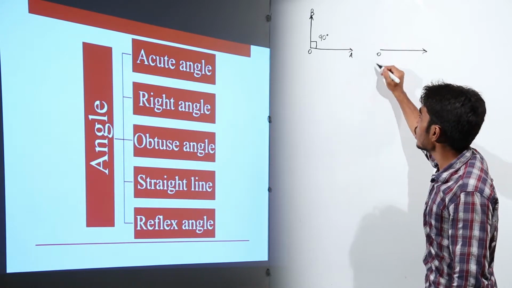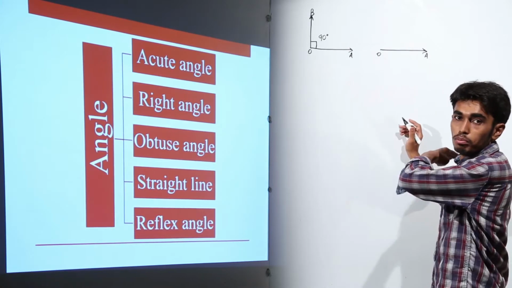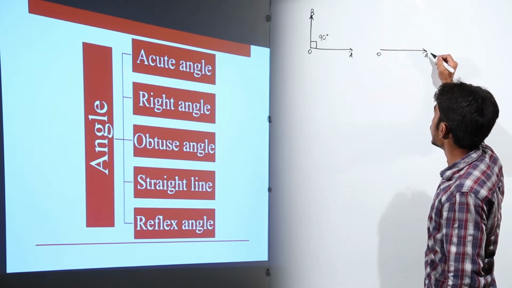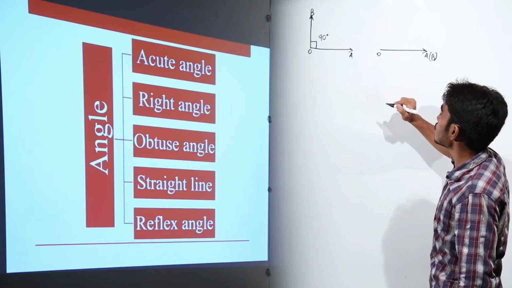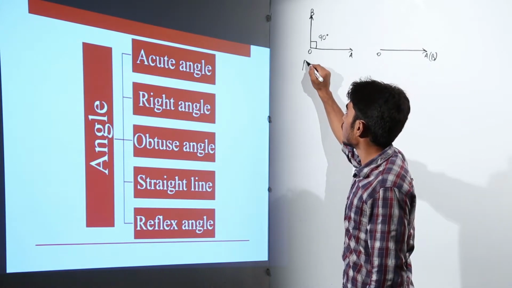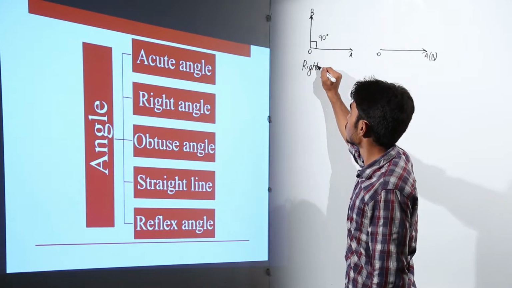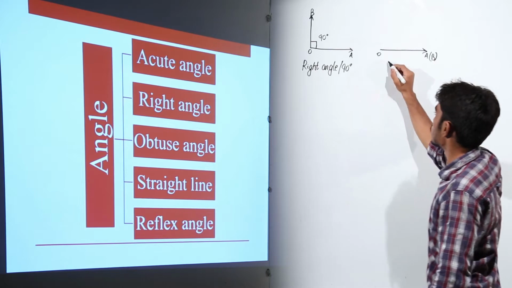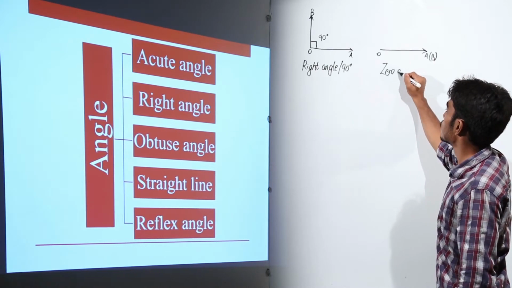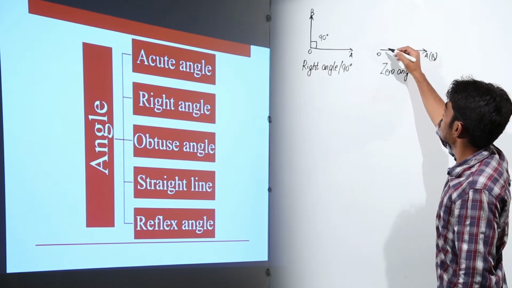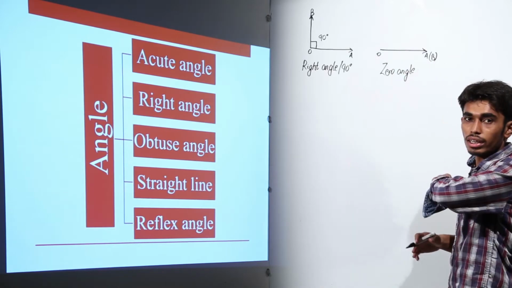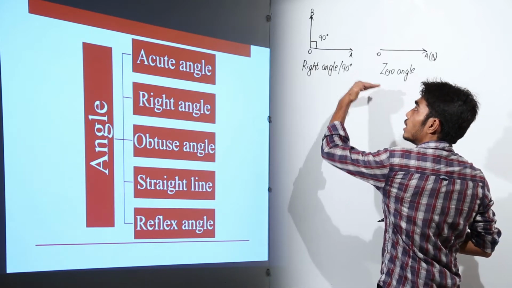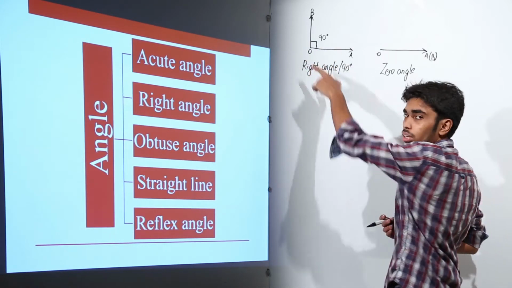Now how do we represent 0 degree? Now what would be 0 degree? OA has not moved any angle. So OA lies here and OB also lies here only. So this was a right angle, or 90 degree. This was 0 angle because the ray has not moved anywhere. It has not covered anything. Here the ray OA is moving from here to here. It has covered 90 degree.